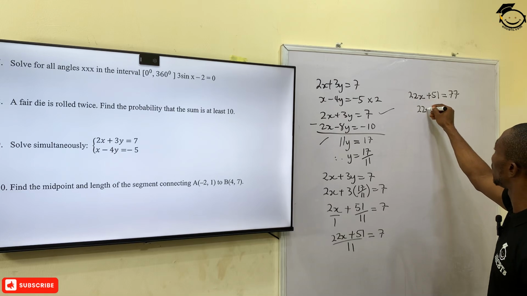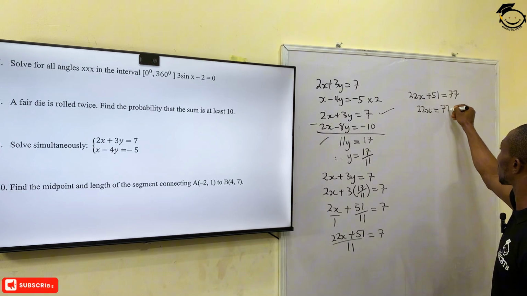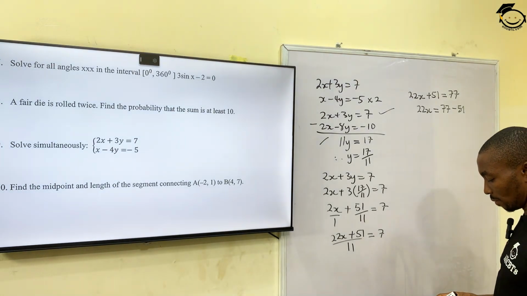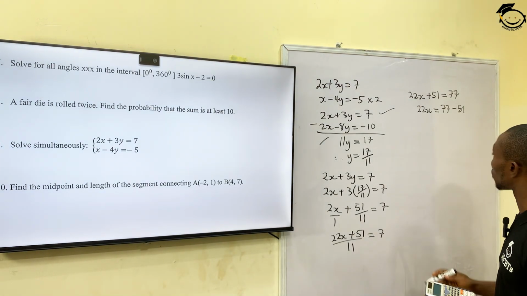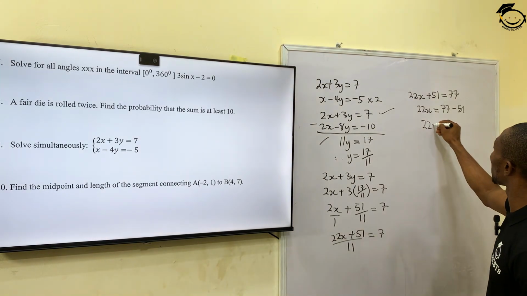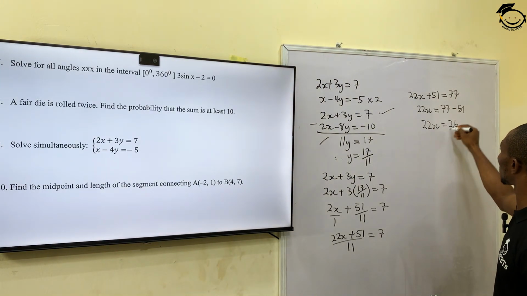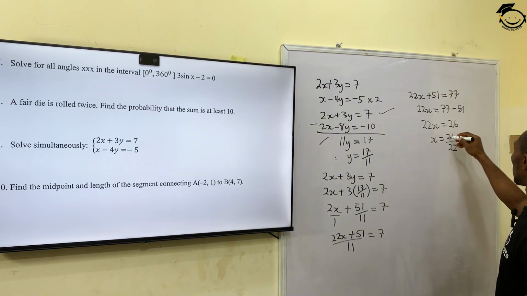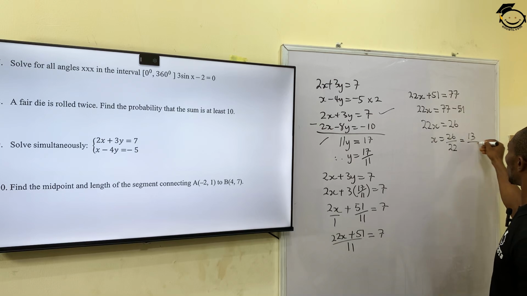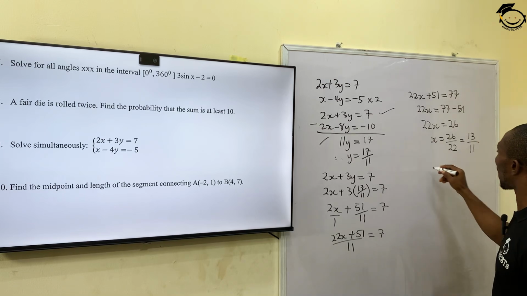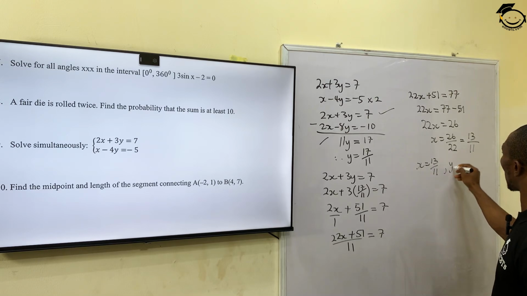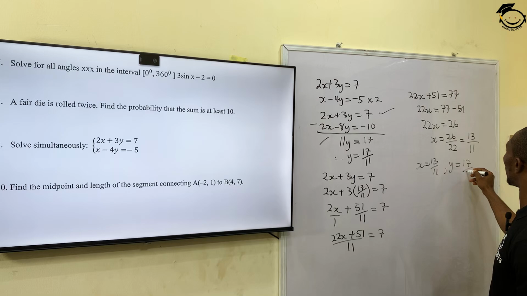So 22x equals 77 minus 51. Now, 77 minus 51 gives us 26. So 22x equals 26, x equals 26 over 22. Breaking this down, 2 into 26 is 13, 2 into 22 is 11. So our x equals 13 over 11 and y equals 17 over 11.